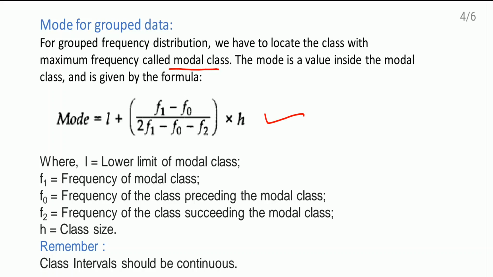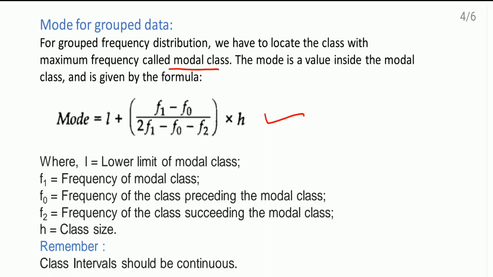The mode is a value inside the modal class and is given by this formula. Look at the formula properly. This formula we have to memorize. Mode is equal to L, the lower limit of the modal class, plus (F1 minus F0) divided by (2 times F1 minus F0 minus F2), into H.